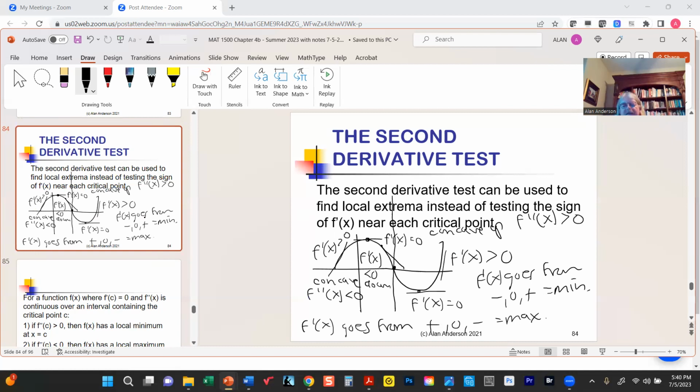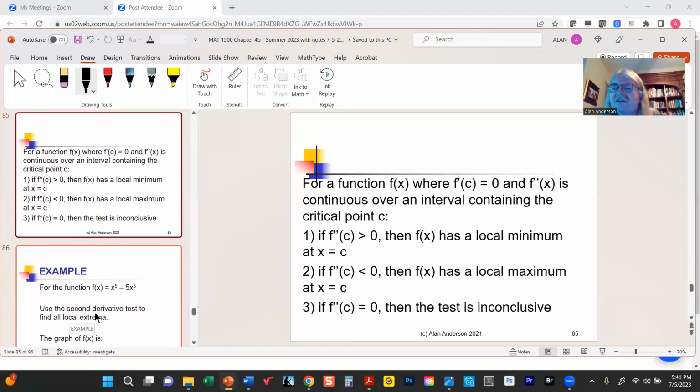So here's the bottom line. When we find these critical points that might be maxima or minima, we can use the first derivative test to figure out which is which. But here's the alternative. The second derivative test works like this.